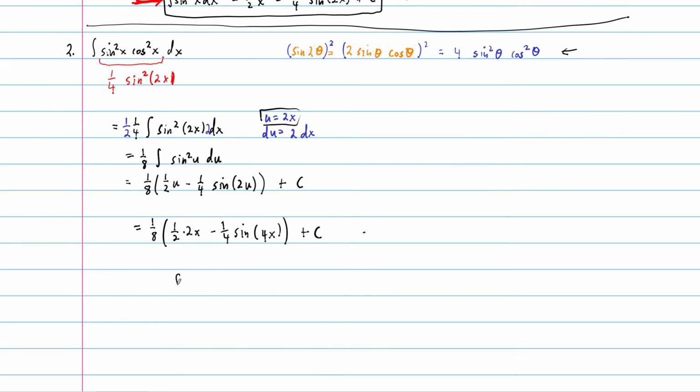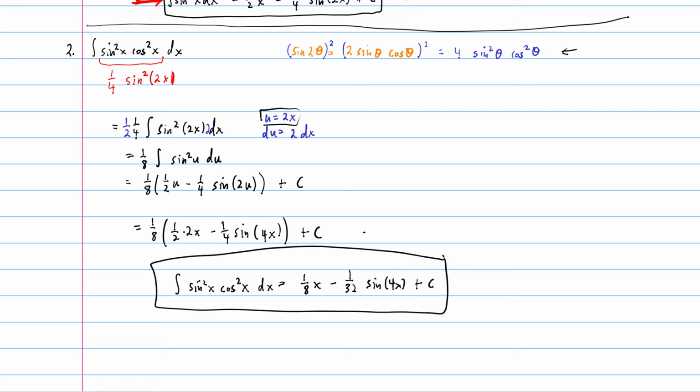distributed, and so here's our answer. The integral of sine squared x times cosine squared x dx is equal to 1/8 x minus 1/32 sine of 4x plus c.